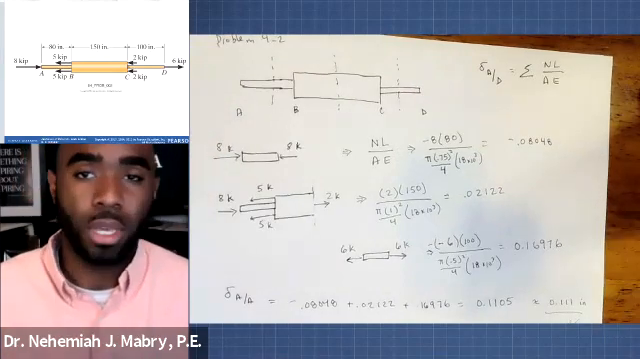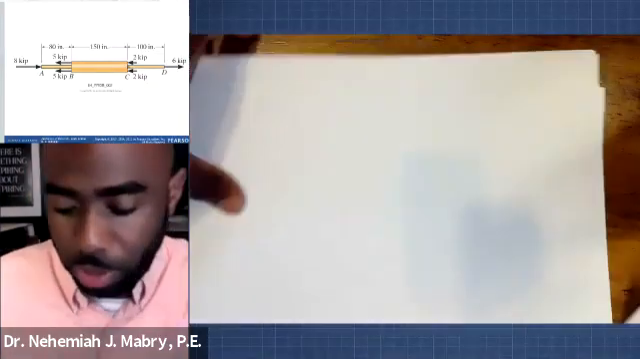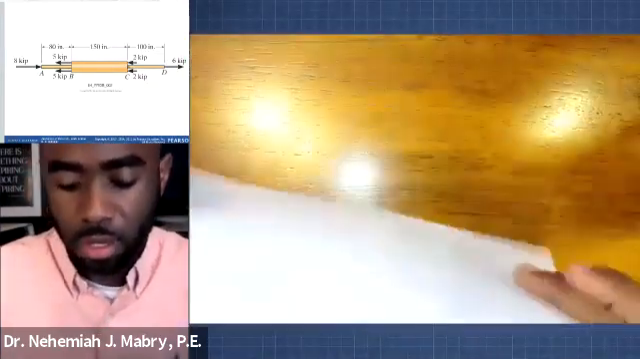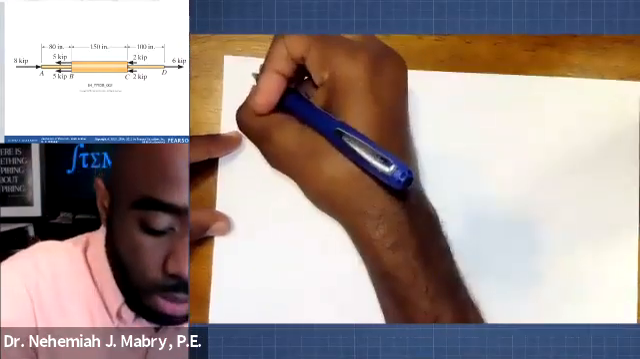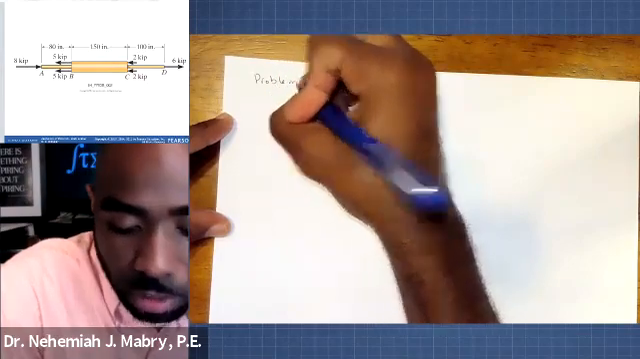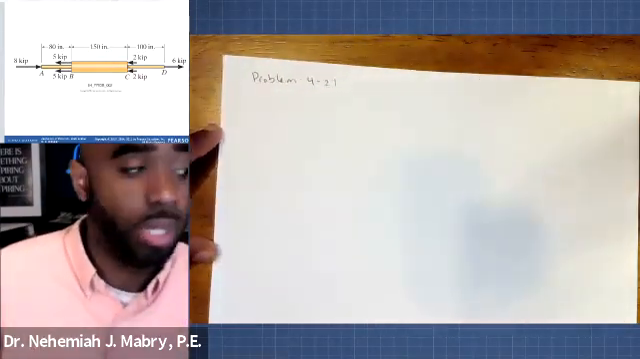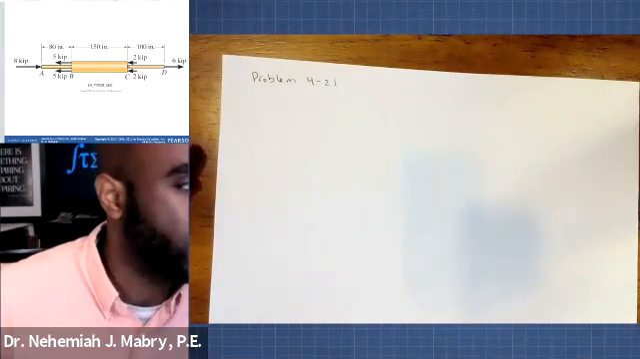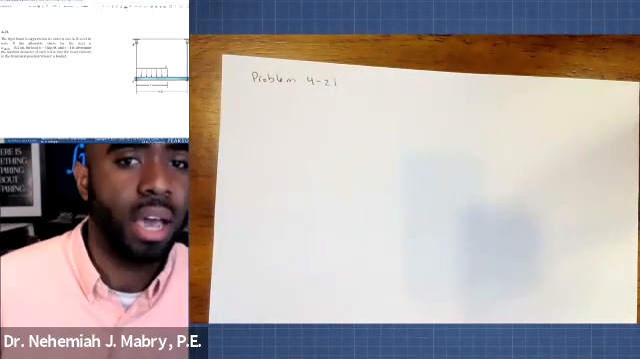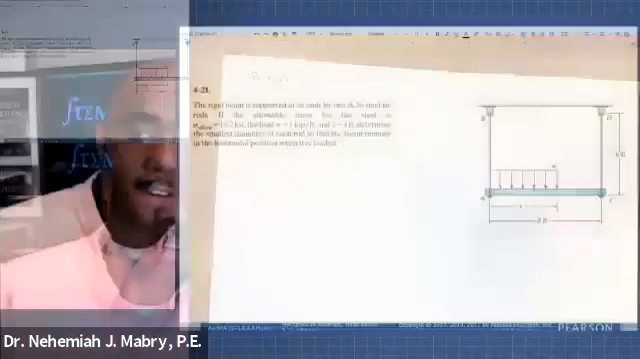All right, cool. So let's keep it moving, y'all. Our next problem that we're going to look at, that's going to give us an opportunity to examine another concept that you'll see in a moment, is 4-21. I'm going to try to show you a little bit more so you all can see how this is written in the problem statement.